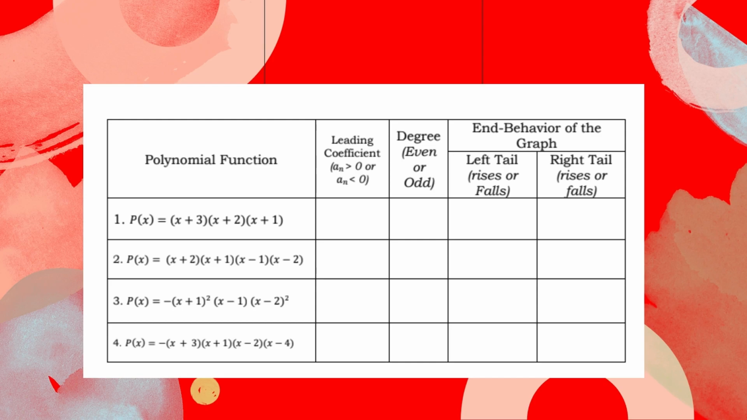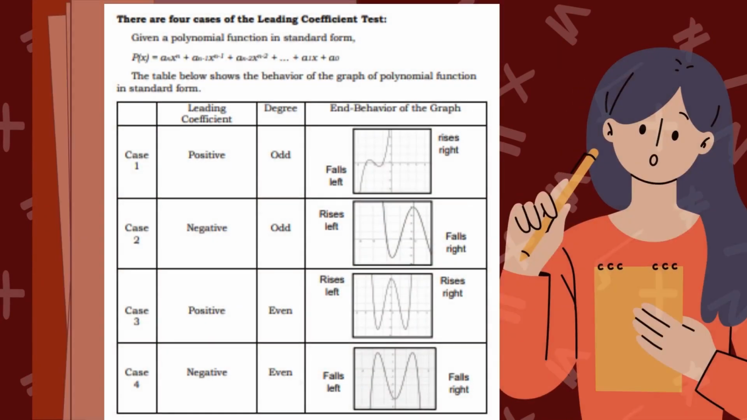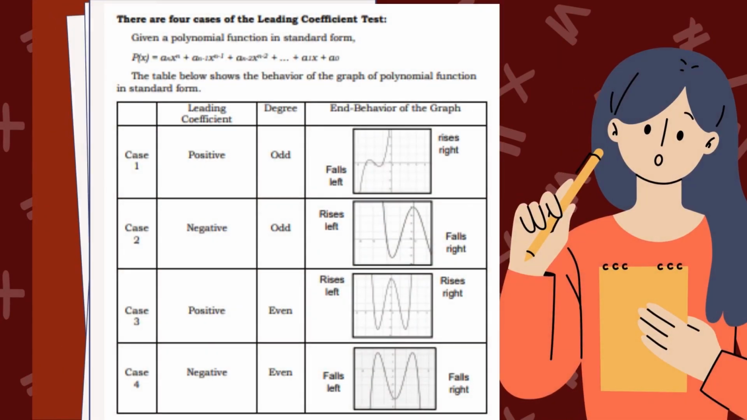With these observations, we can conclude that the degree and the leading coefficient of the polynomial functions determine the end behavior of the graph. This is called the leading coefficient test, and to better grasp its essence, here is a table to help you visualize the behavior of the graph according to its degree and leading coefficient. Before we proceed to the next part, let us keep in mind this concept of defining zeros of a polynomial function, which will help us later as we go further in our lesson.